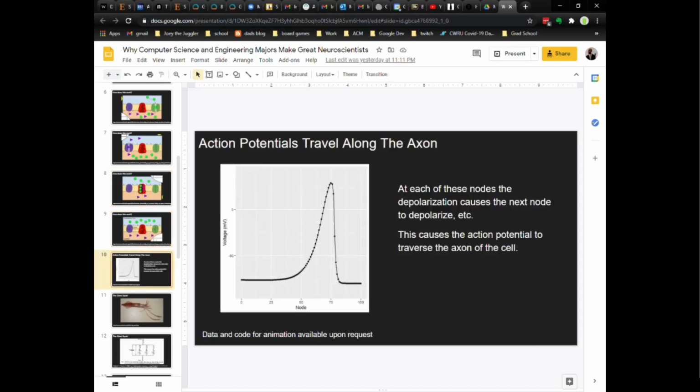And so if you look at that as a translational thing, the sodium rushes in, which shoots the voltage up, and then the potassium rushes out, which lowers it back down, and then it goes back to its resting state. So that's the depolarization and repolarization of the cell.